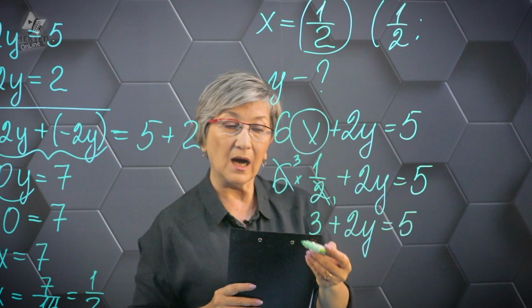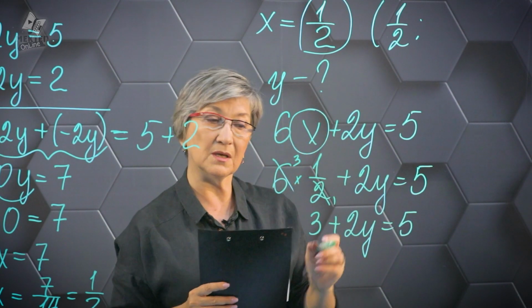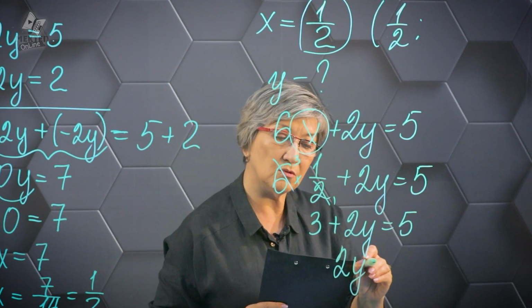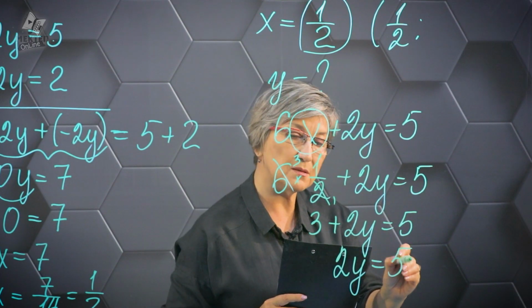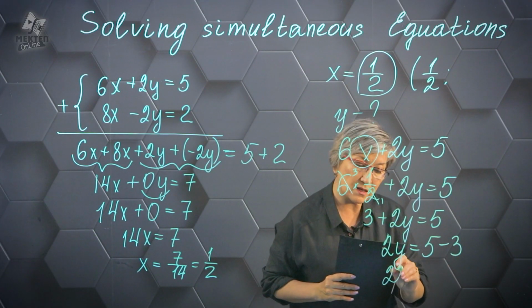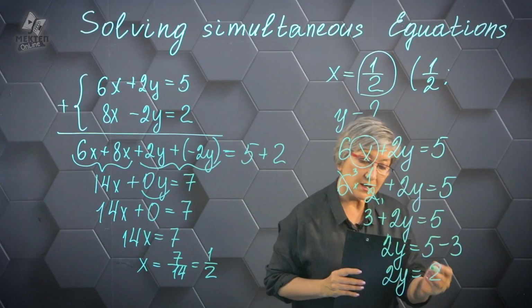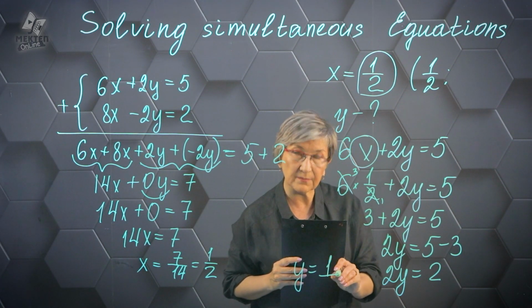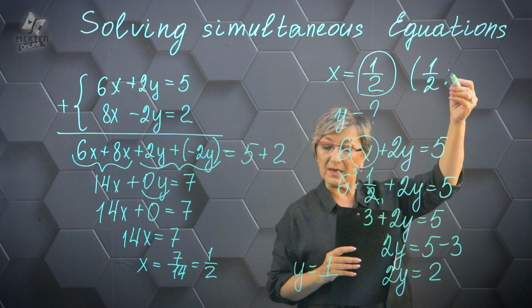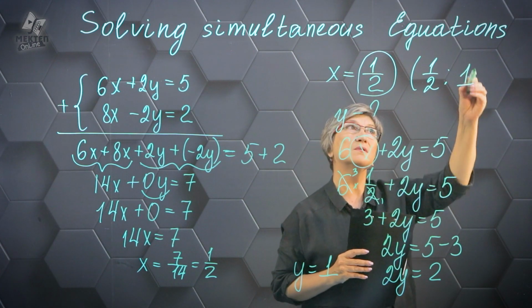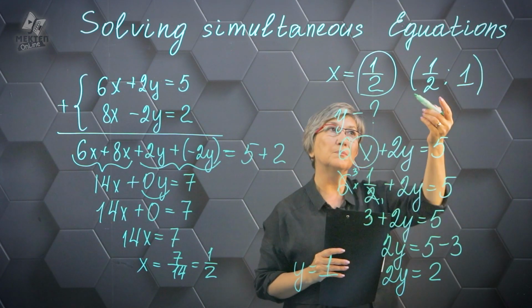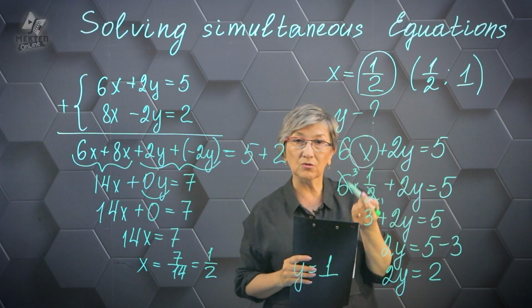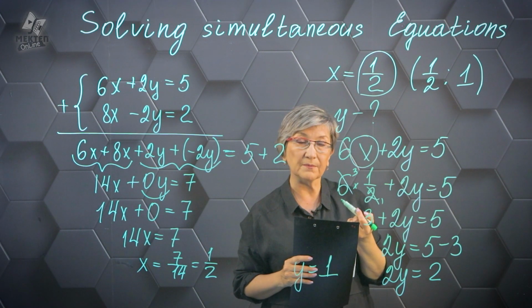Notice again, I have an equation with one variable. I can solve this equation. 2y equals 5 minus 3. 2y equals 2. And obviously y will equal 1. We substitute that value and write it down as a pair of numbers, which is the solution to our system.